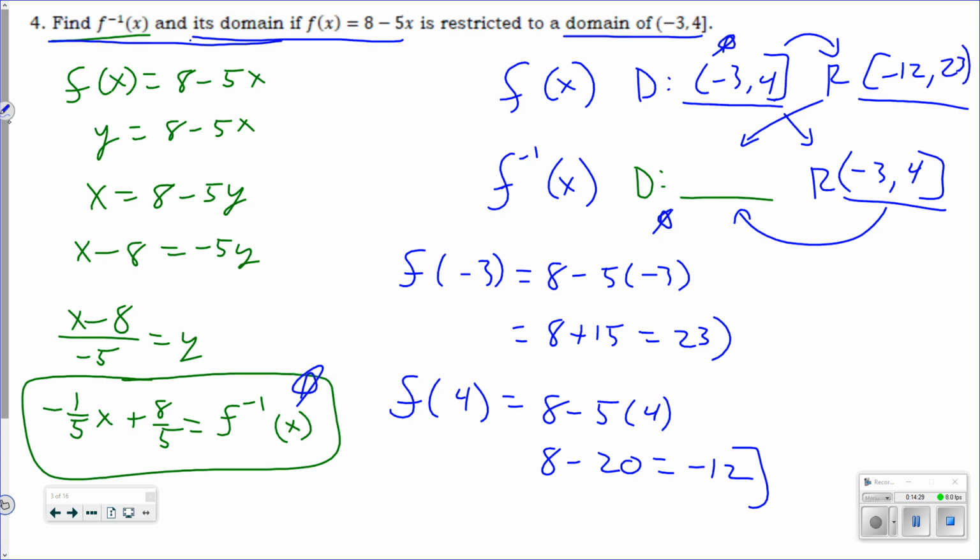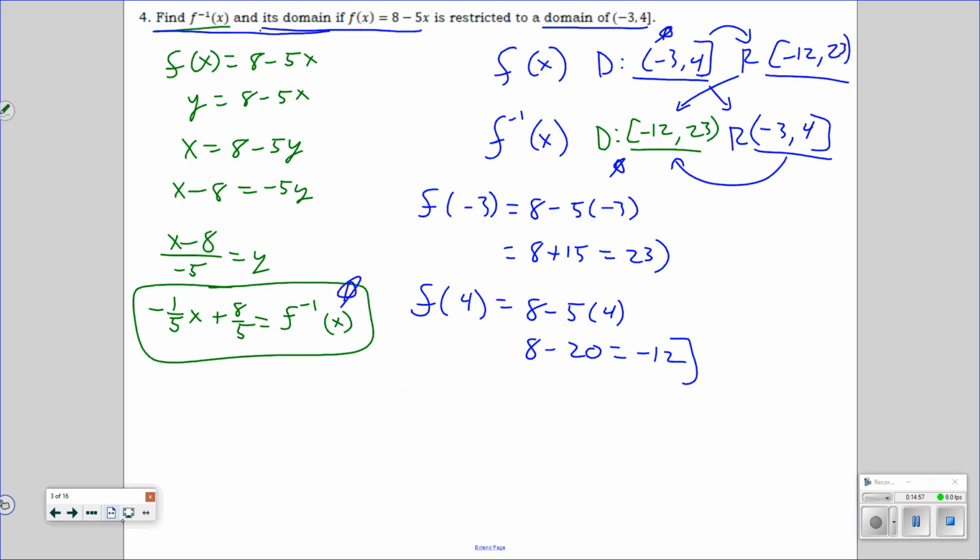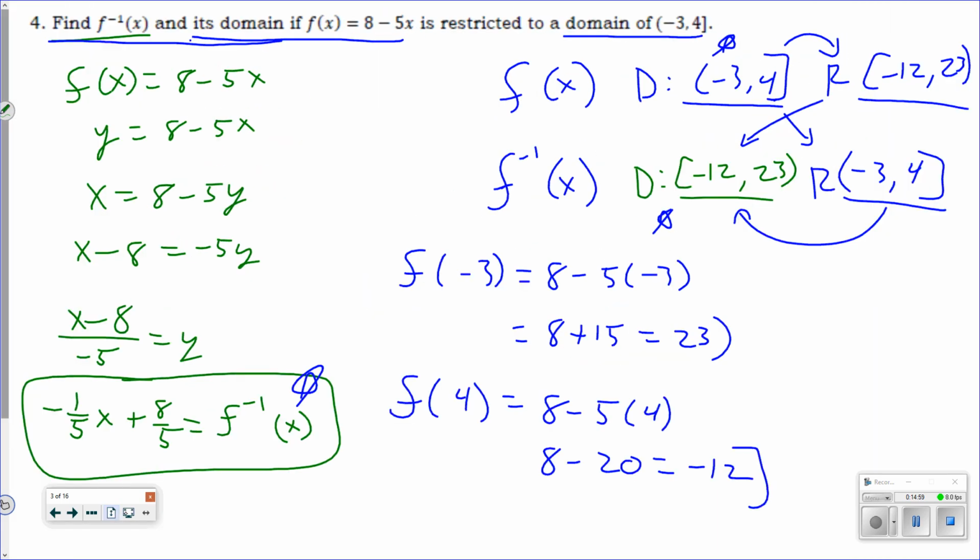And that also becomes the domain of the inverse because it's the same thing, right? So my answer is bracket negative 12, parentheses 23. And you see how the bracket and the parentheses switch? That's because the bracket follows the bracket, the parentheses follows the parentheses. 4 gave me negative 12, so negative 12 gets a bracket. Same thing with the negative 3. It follows the number that it came from. And that's your answer. All right, let's keep going.